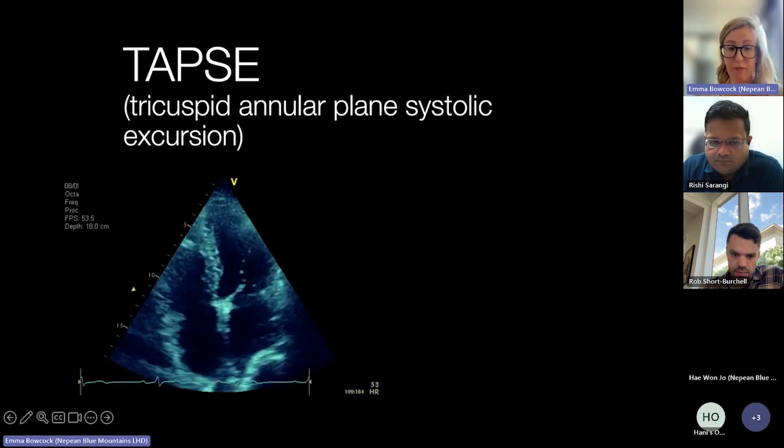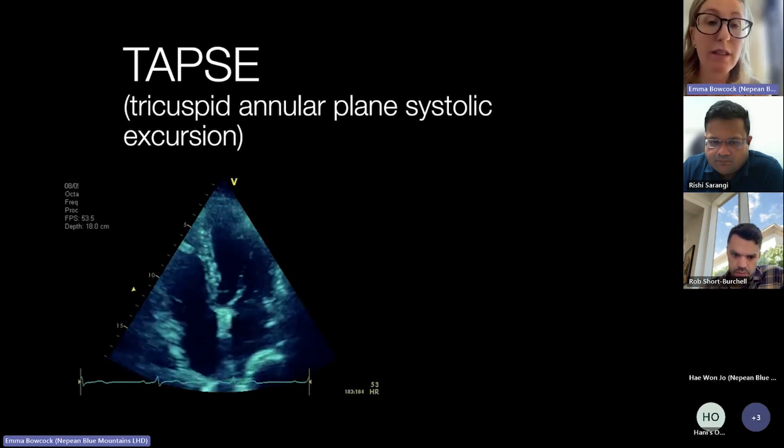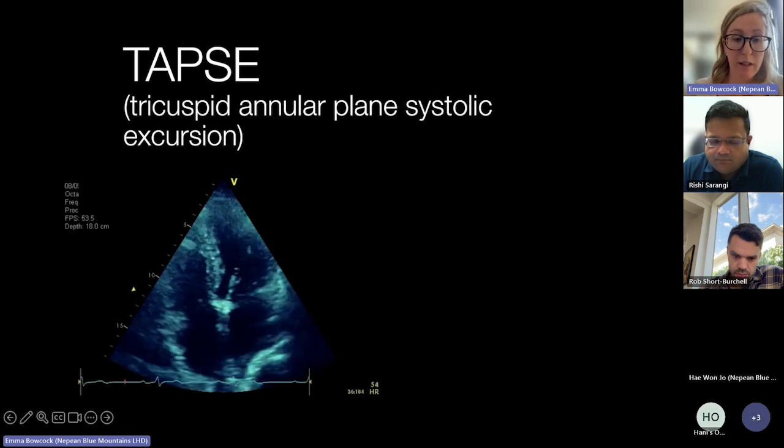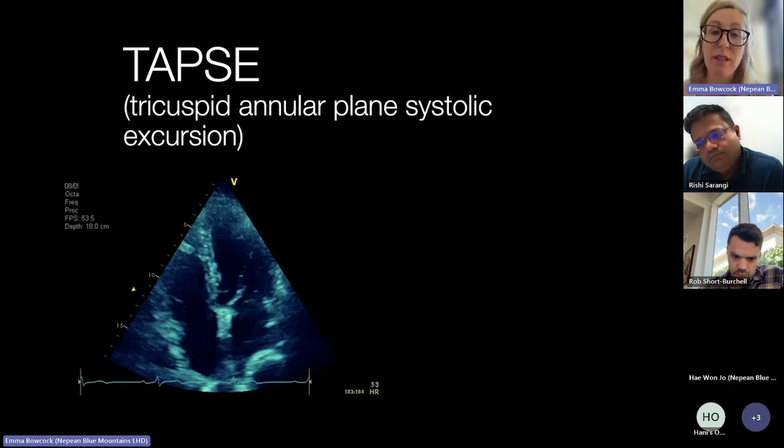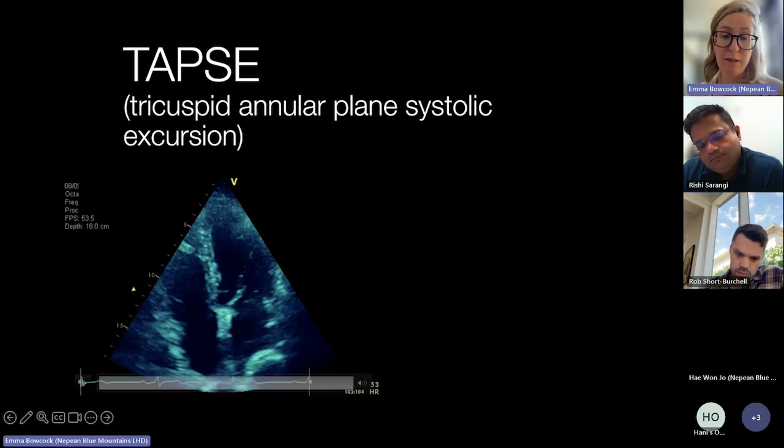So TAPSE, I'm sure you're familiar to all of you. It's probably the one that's done most often. It's done in POCUS studies. It's very useful. It definitely has its place, but it's also got its limitations as well. So we do it from a 4-chamber. TAPSE stands for tricuspid annular plane systolic excursion.